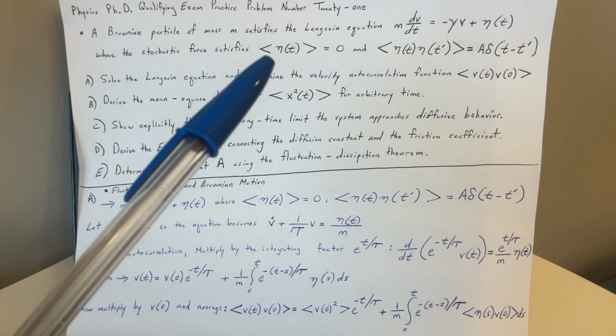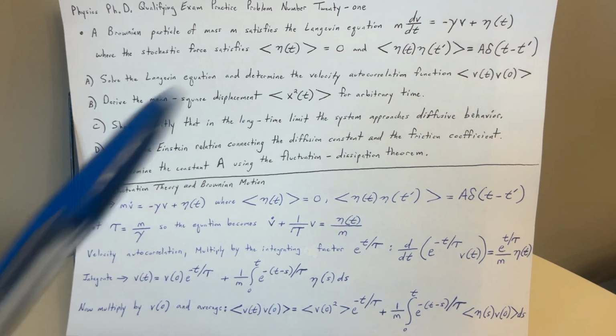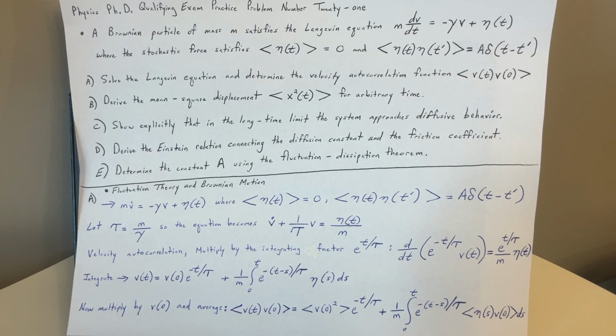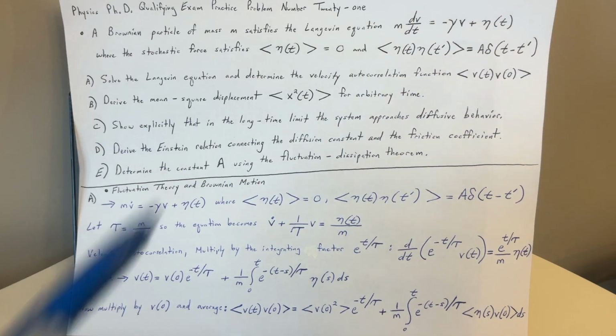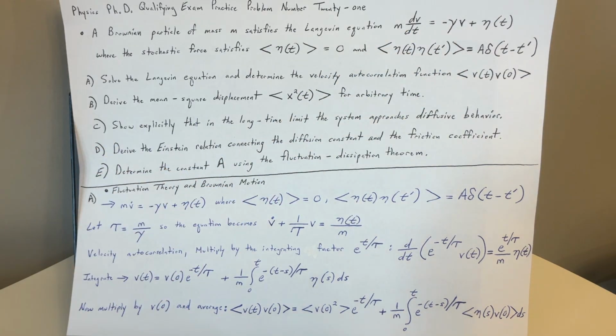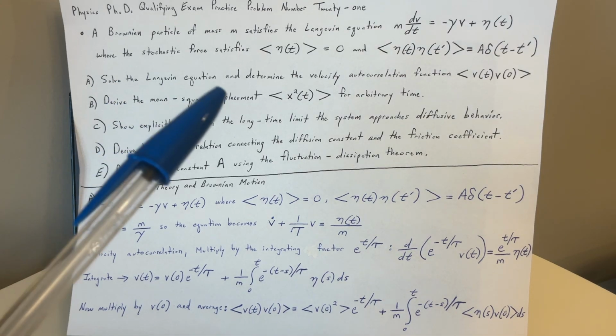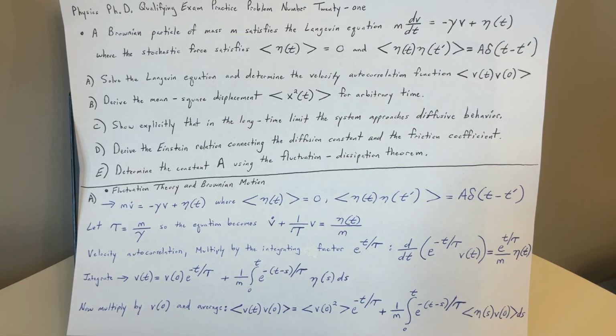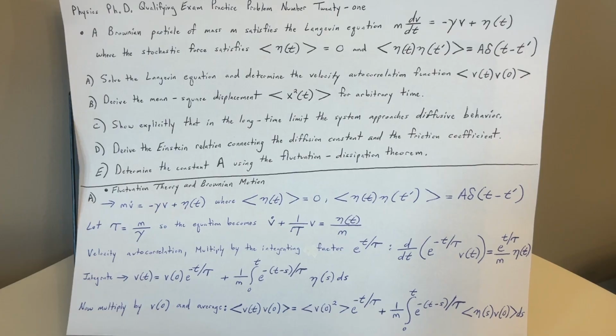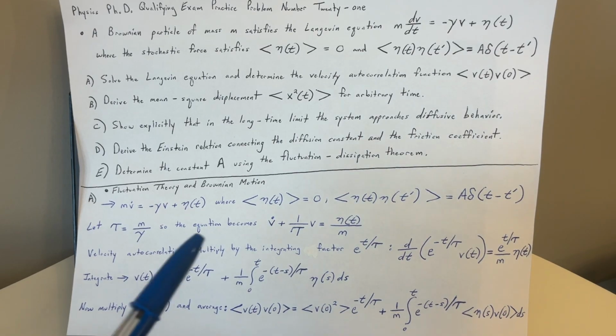the expectation value of eta of t equals 0 and the expectation value of eta of t, eta of t prime equals a delta, t minus t prime. For part A, solve the Langevin equation and determine the velocity autocorrelation function, the expectation value of v of t, v of 0. So this is a fluctuation theory and Brownian motion problem.